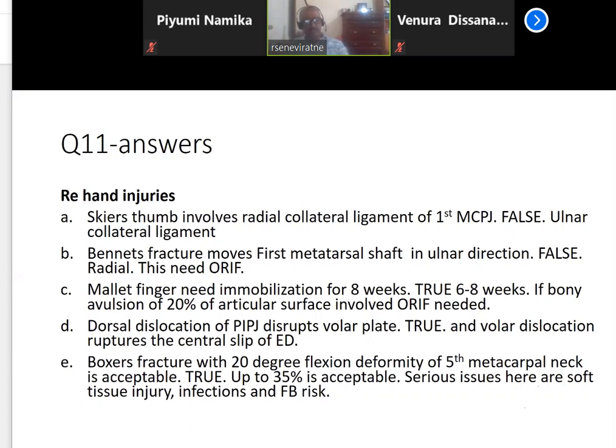So Bennett's is a very unstable fracture. It needs internal fixation anyway. So these are important to know.